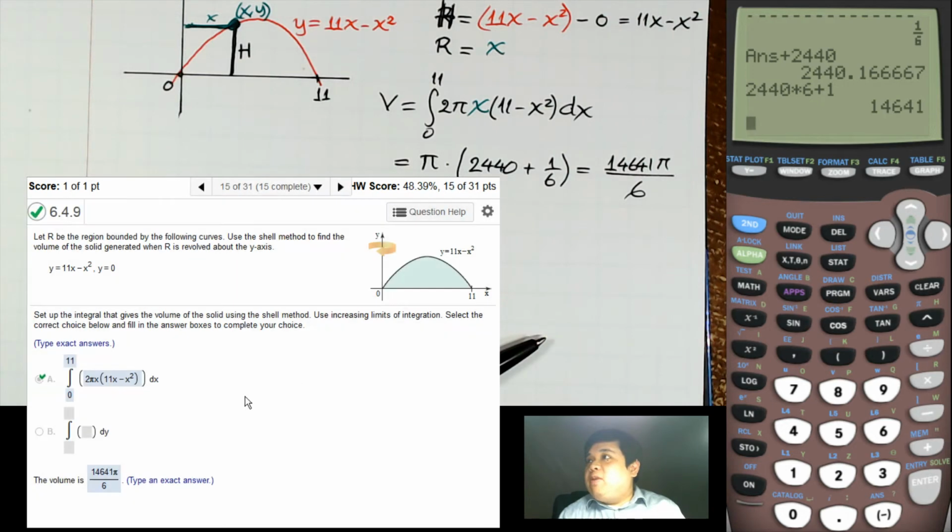On the test, if there's a problem like this, and if you got that integral right, you got like 90% of the problem, because that answer is not really that important, right? Next problem.